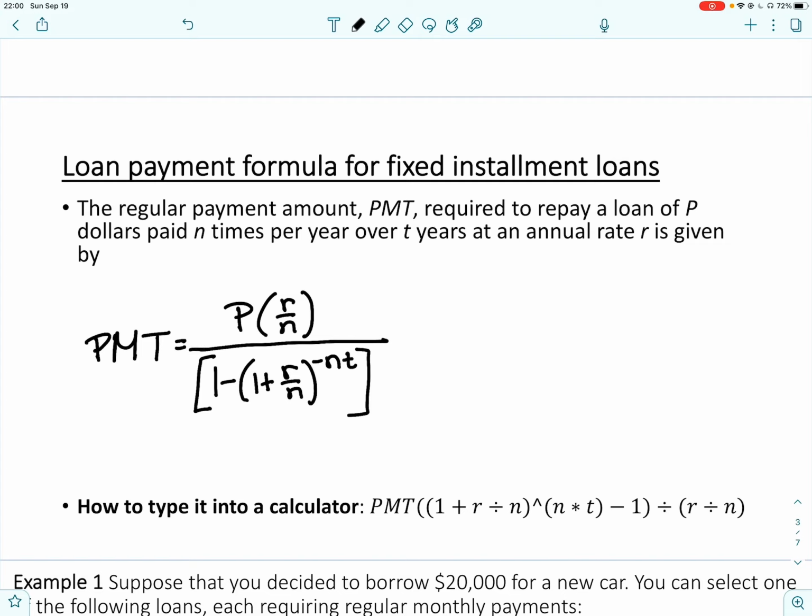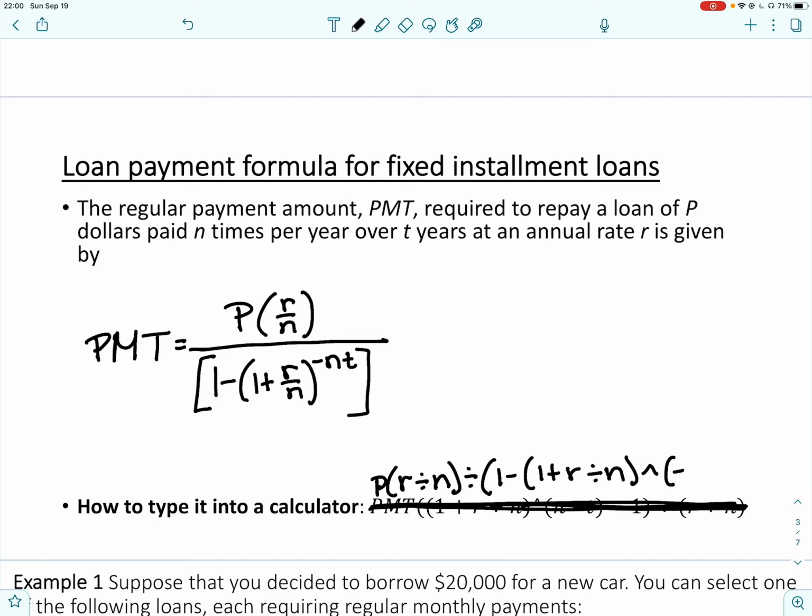And then this calculator formula is the wrong one. This is actually from the annuities section. I forgot to change it. I copied and pasted, and forgot to change it over. So when we enter this into our calculator, we're going to do P, parentheses R division N parentheses, division, parentheses 1 minus parentheses 1 plus R division N parentheses, exponent parentheses negative N times T parentheses parentheses.